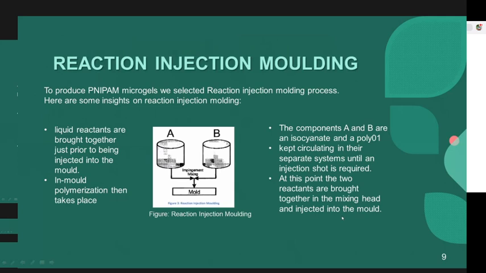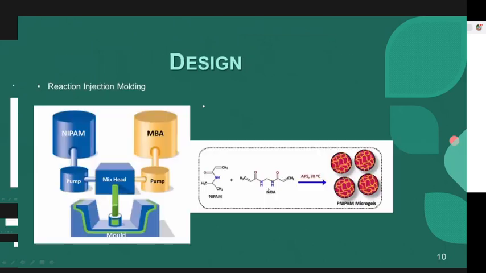The components A and B are an isocyanate and a polyol. These are kept circulating in their separate systems until an injection shot is required. At this point, the two reactants are brought together in the mixing head and injected into the mold. Afif will continue from now.